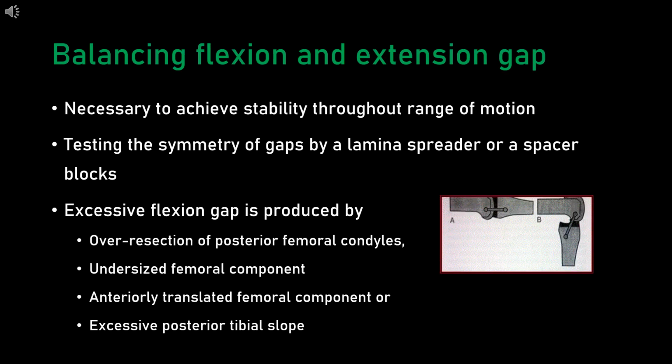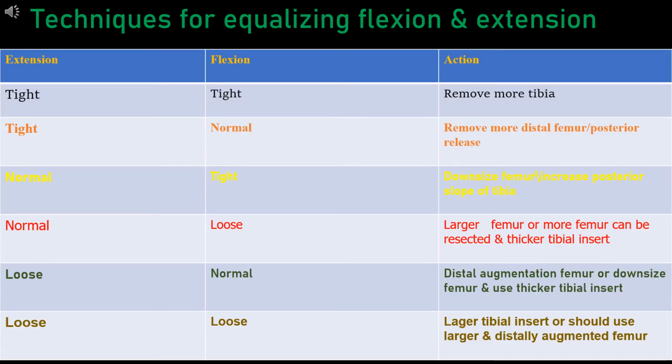Balancing flexion and extension gap. It is necessary to achieve stability throughout the range of motion. Test the symmetry of the gaps with lamina spreaders or spacer blocks. Excessive flexion gap is produced by over-resection of the posterior femoral condyles, an undersized femoral component, an anteriorly translated femoral component, or excessive posterior tibial slope. Techniques for equalizing flexion and extension gap.